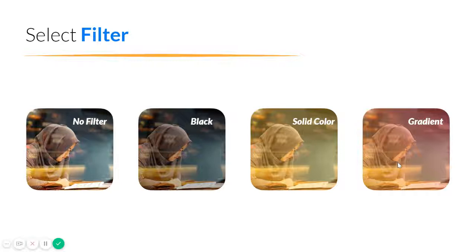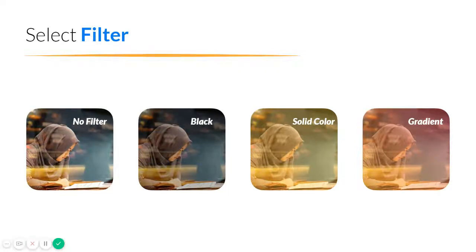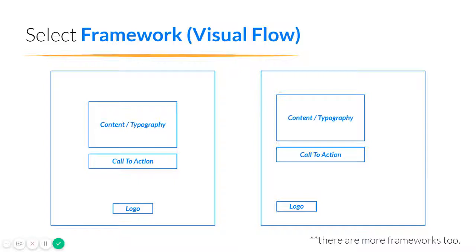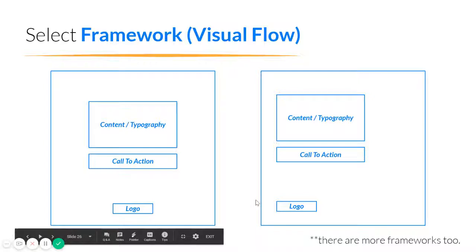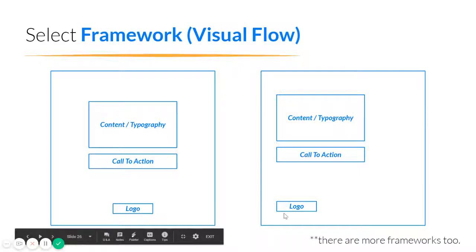So first you get the element. We use filters basically not in illustration ones, not in vector ones, but in the photograph ones, because we need to bring focus to the text. So first add the background image, maybe vector, maybe image. Then you put the filter, post which we will select a framework. This is one of the frameworks that you can use. Your content or typography here, as in what text needs to go, then a call to action, and then finally your logo.